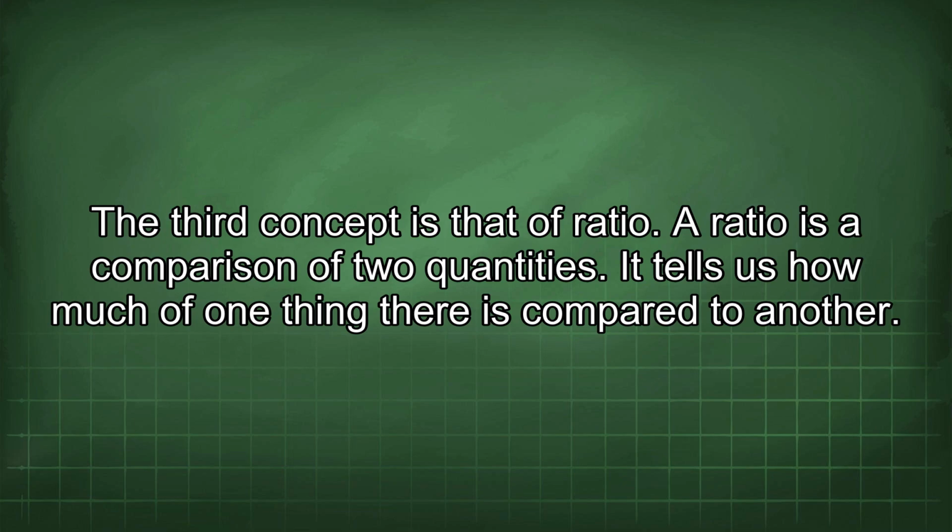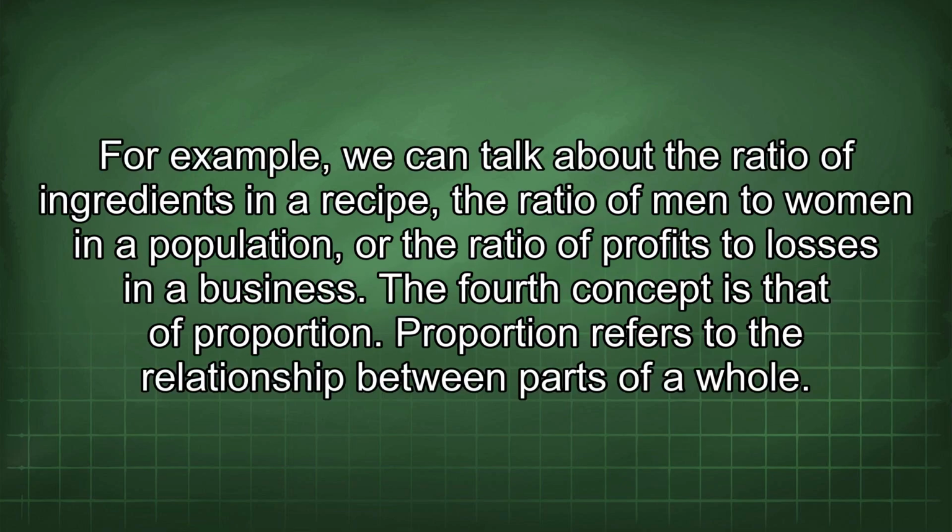A ratio is a comparison of two quantities. It tells us how much of one thing there is compared to another. For example, we can talk about the ratio of ingredients in a recipe, the ratio of men to women in a population, or the ratio of profits to losses in a business. The fourth concept is that of proportion.